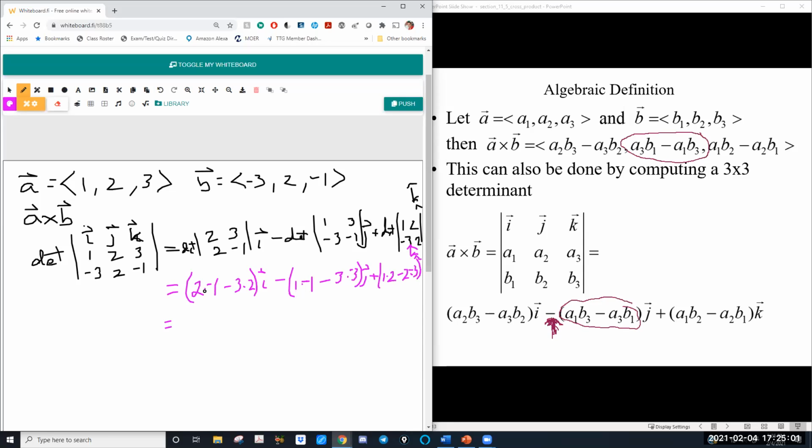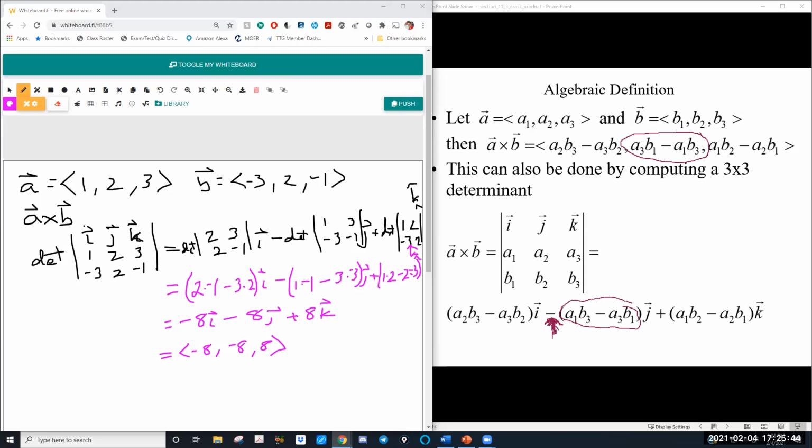So our vector is going to be, let's see, we got -2 minus 6. So we have a -8i minus, we have a -1 plus, it's going to be +9 because it's minus a -3. So -1 plus 9, so 8j. And then we have 2, and then this is going to be minus a -6. So 2 plus 6. So plus 8k. Or in our other form, -8, -8, 8.